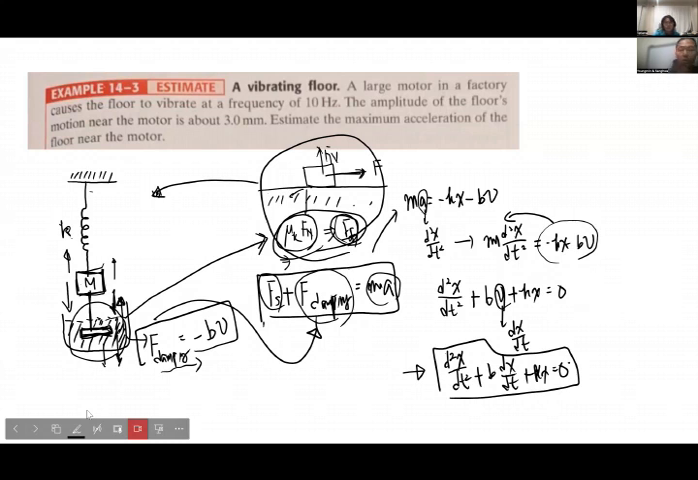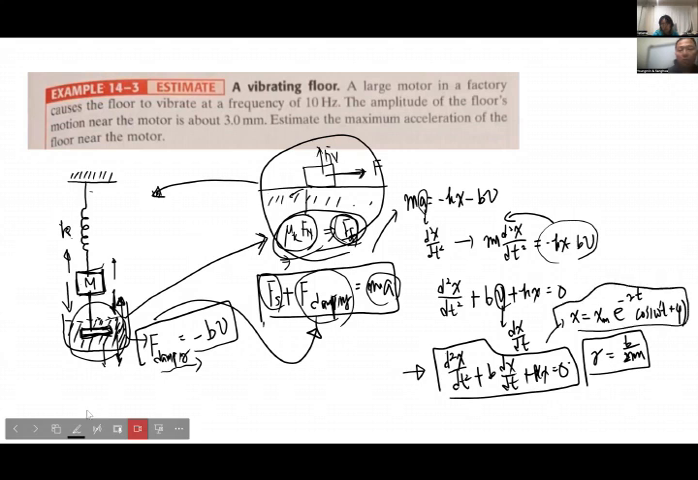The solution of this type of second order differential equation is also pretty well known. That solution comes with an exponential function. So x equals xm times exponential of minus gamma t times cosine of omega prime t plus phi. The gamma itself is a function of b over 2m, that is the damping factor too. So you see that this solution comes with an exponential decaying function.